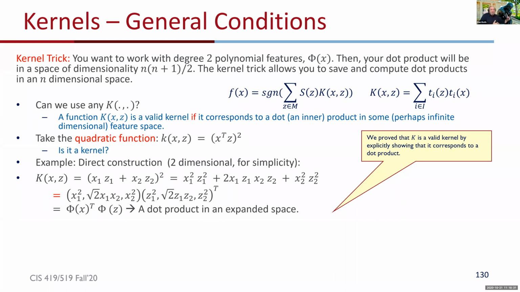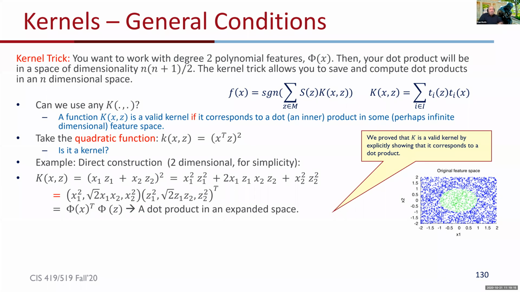What did I do here? I did the reverse engineering of what I showed you before, right? So I showed you that this k of xz, which is an operation in the original dimensional space, can also be written as a dot product in a new, larger dimensional space. So here, let's say it was two-dimensional space. Here it's three-dimensional space. Okay, so these are the A and B's that I showed before.